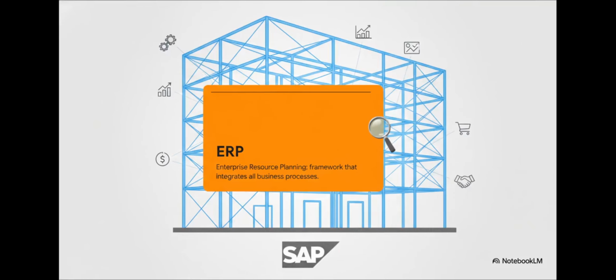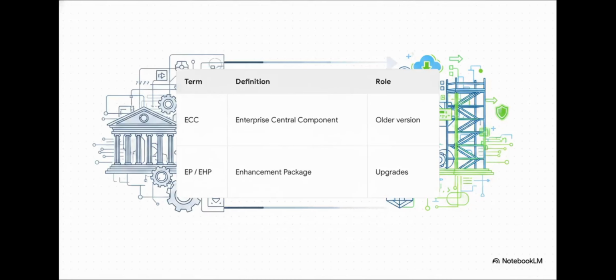Built right on top of that bedrock is the ERP, which stands for Enterprise Resource Planning. If SAP is the ground, the ERP is the main structural framework of our corporate building. It's the main business system framework whose entire purpose is to integrate all business processes. It connects absolutely everything, so the left hand always knows exactly what the right hand is doing.